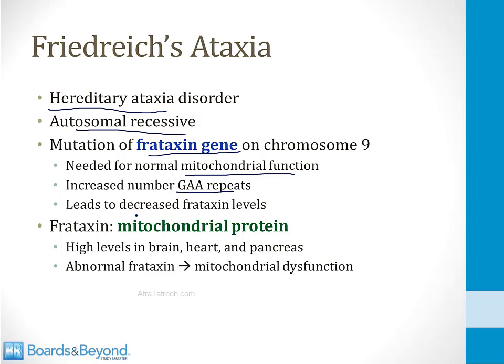This leads to decreased frataxin levels inside of cells. Because frataxin is a mitochondrial protein, there are high levels found in the brain, heart, and pancreas. These are organs that depend heavily on mitochondria. So when there are abnormal frataxin proteins, this leads to mitochondrial dysfunction, principally in these structures listed on the screen here.